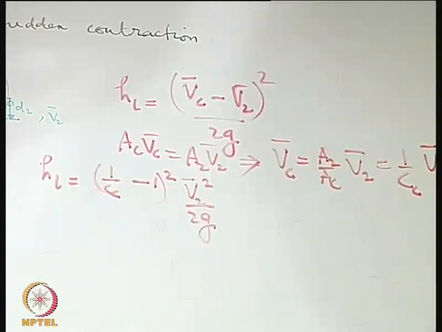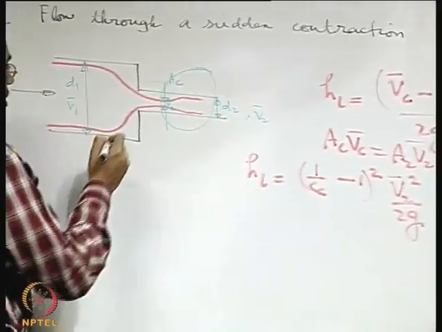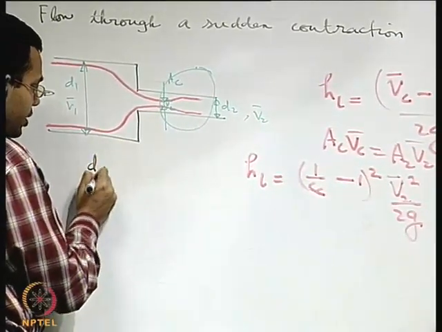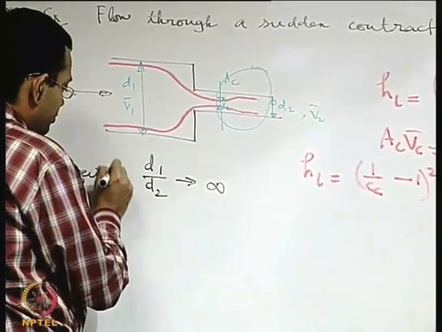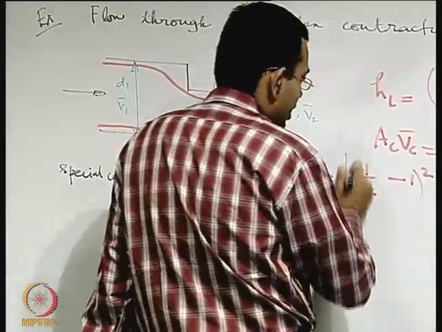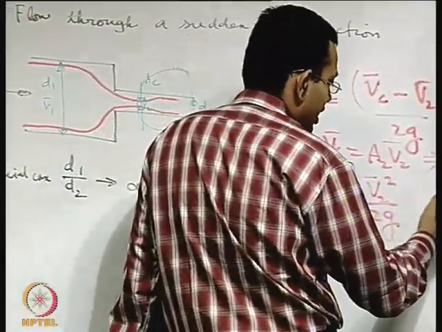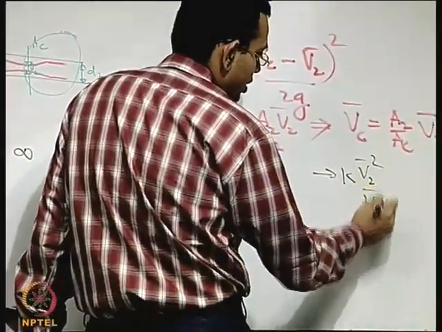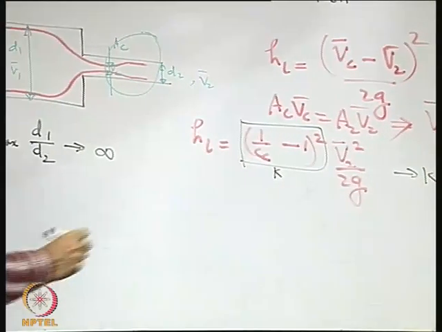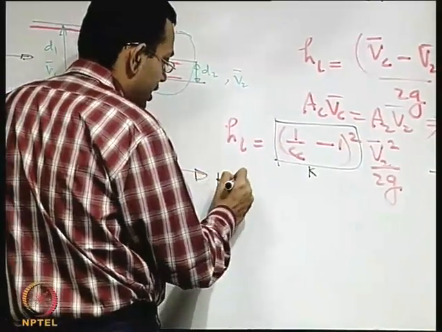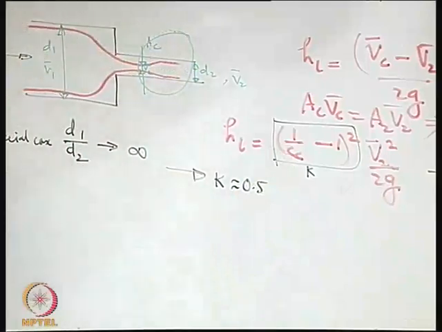Now, there are extreme cases, like in expansion where the ratio of the diameters is greatly varying. Here also you can have a case where you have, say, D1 by D2 tending to infinity. This is a special case. In general the form is like K V2 square by 2g. The value of K will depend on the contraction coefficient, and in such a case when D1 by D2 tends to infinity, it is found experimentally that K is very close to 0.5.